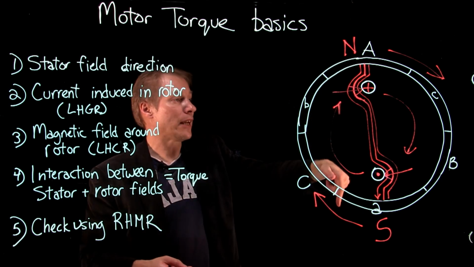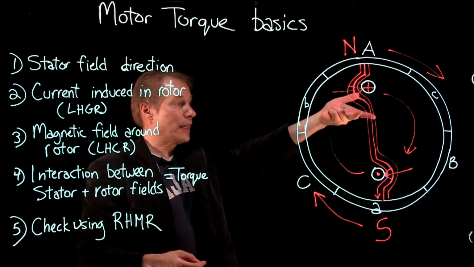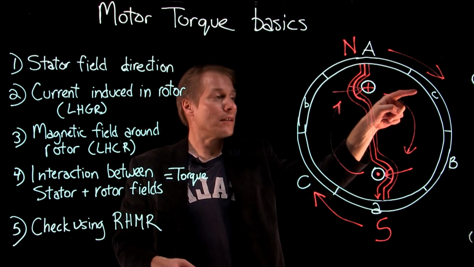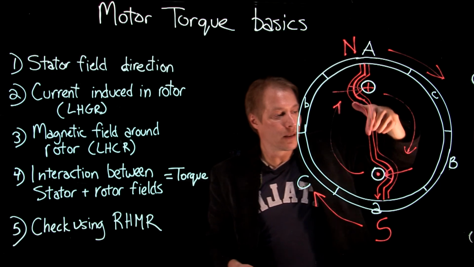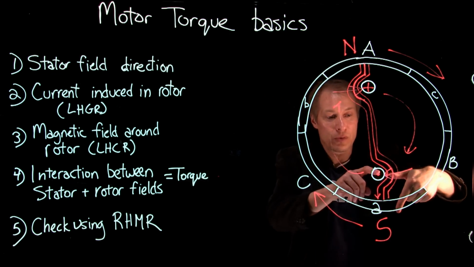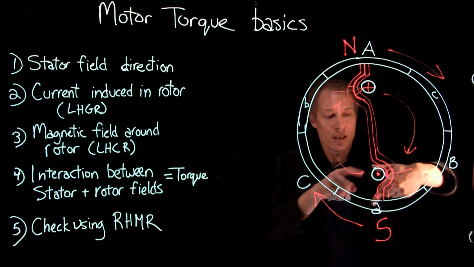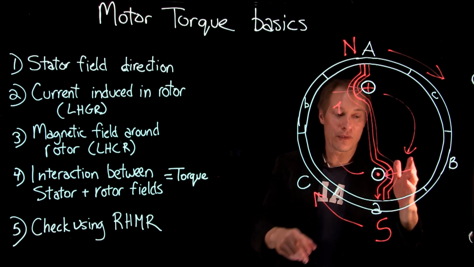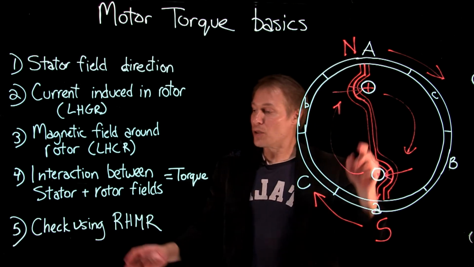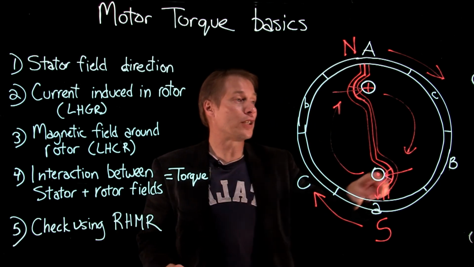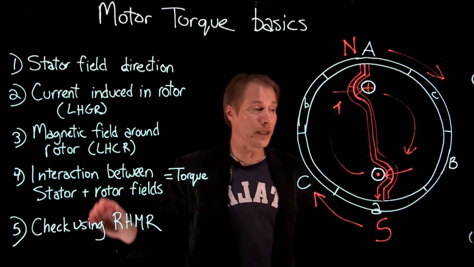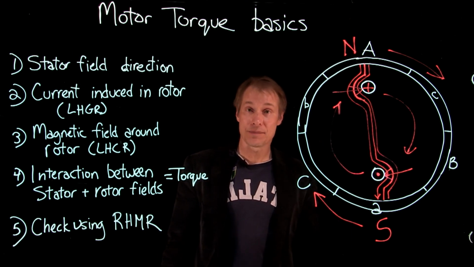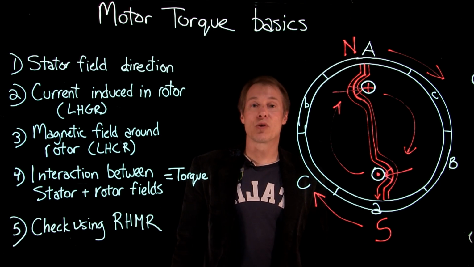So field is going down, we have a current going into the board, then the thumb shows that the torque direction is to the right. Over here, magnetic field still going down, we have a current coming towards us, which then the thumb shows us the direction of torque is from right to left. So the right-hand motor rule is just confirming everything that we already did over here to show us that the torque direction is clockwise. There you go, there's some motor torque basics.